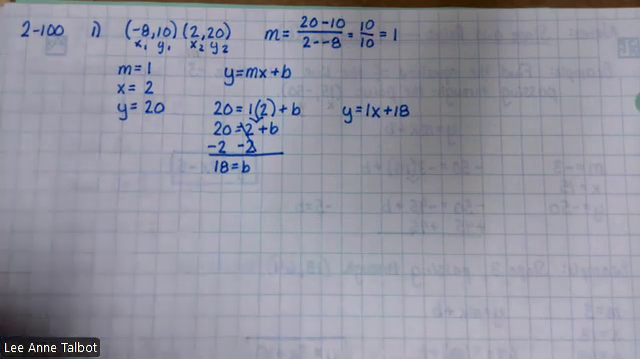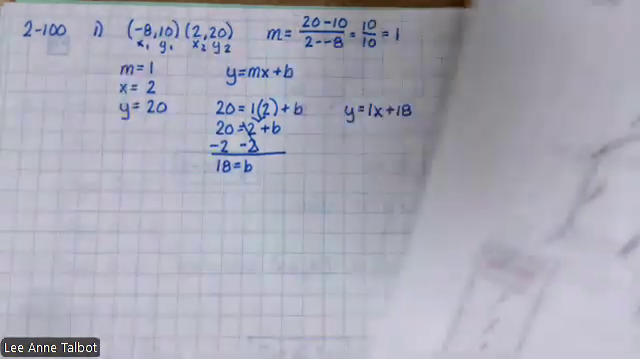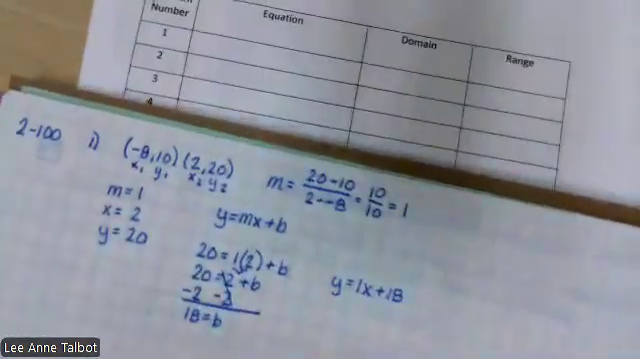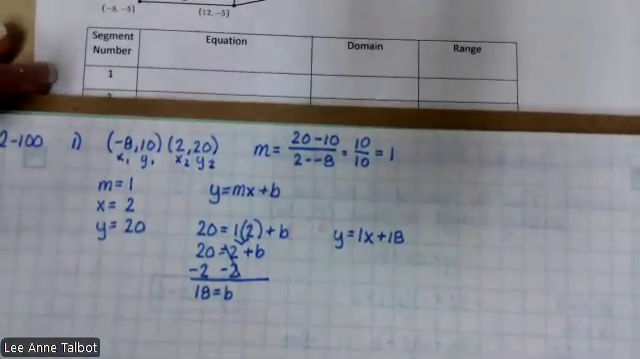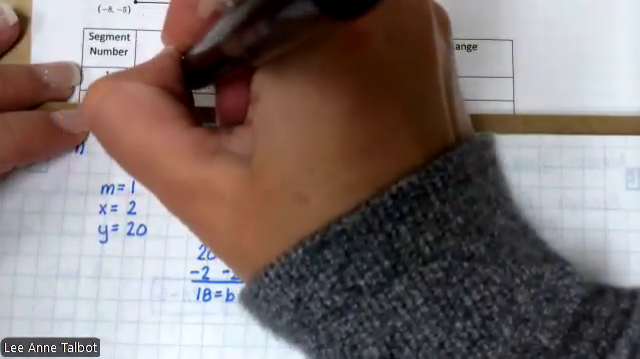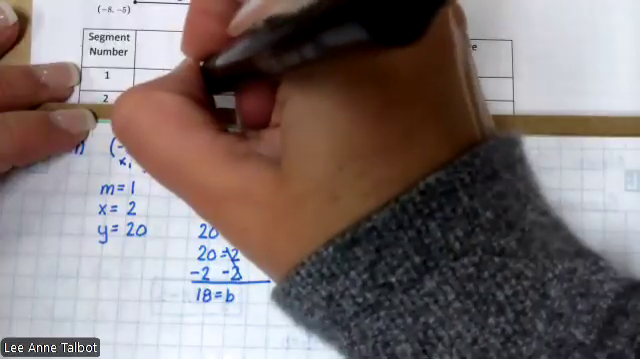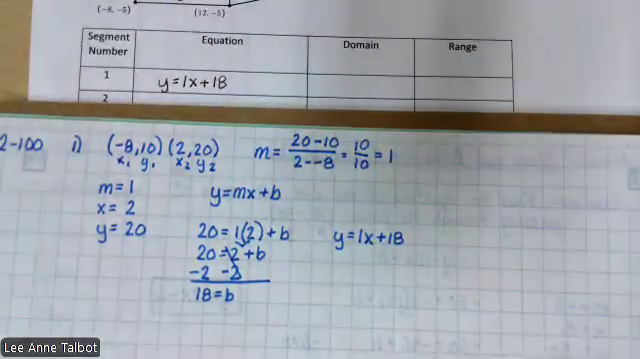Okay, now go back to your resource page. And I need to show you where to put the stuff. So this is segment number 1. You're going to put the equation here. So y equals 1x plus 18.